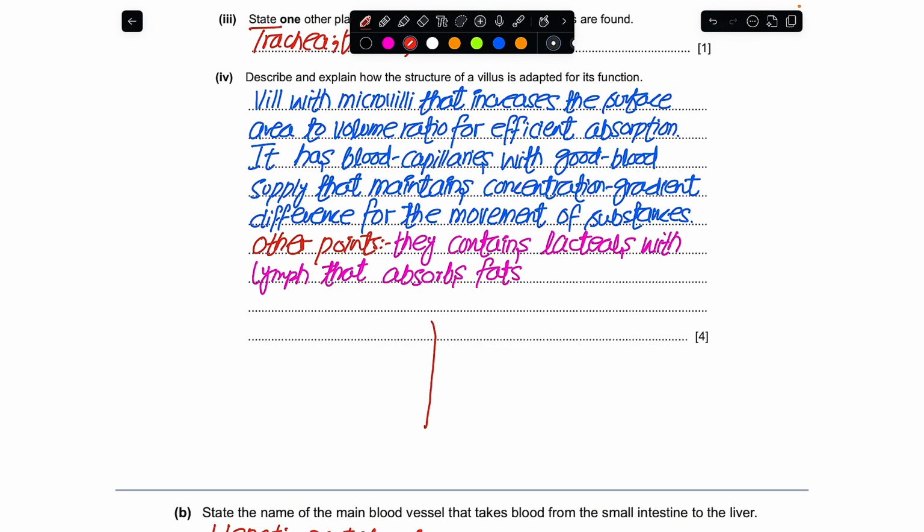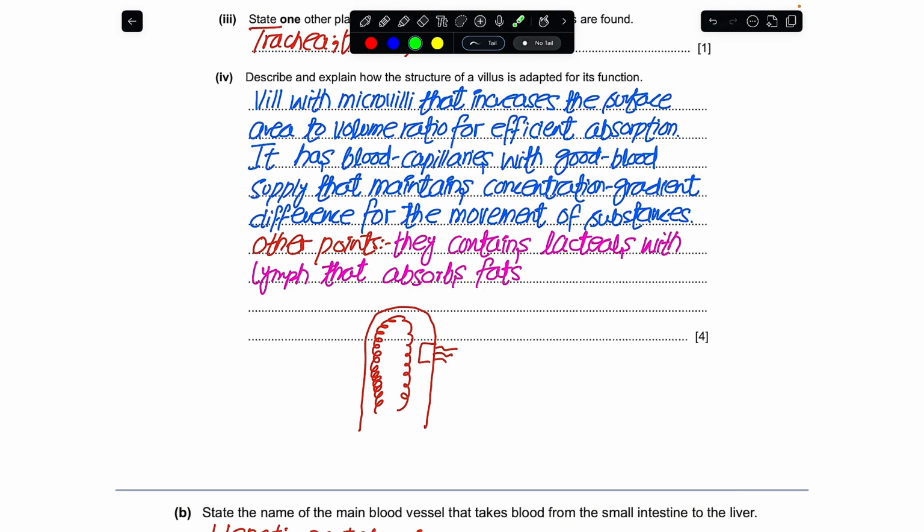So the first point would be that in these villi, we have the epithelial cells. These epithelial cells have the microvilli, and these microvilli increase the surface area to volume ratio, and ultimately this results in the most efficient absorption. Beneath these epithelial cells, we have the blood capillaries, and these blood capillaries have a good blood supply. So the blood would continuously enter into them and exit through them, and in doing so, it would help to maintain the concentration gradient for the movement of the digested food particles that lie outside of the villi in the lumen of the small intestine and within these blood capillaries.